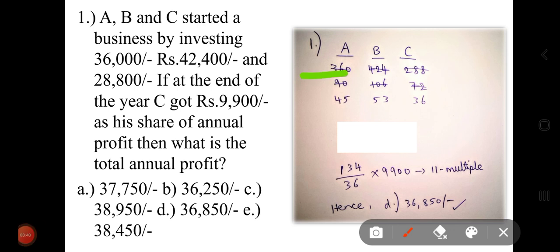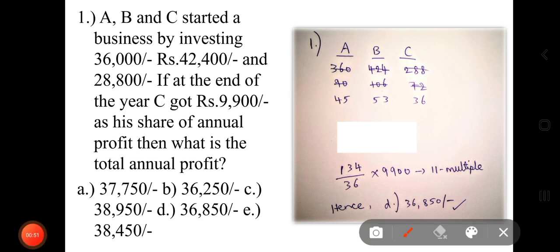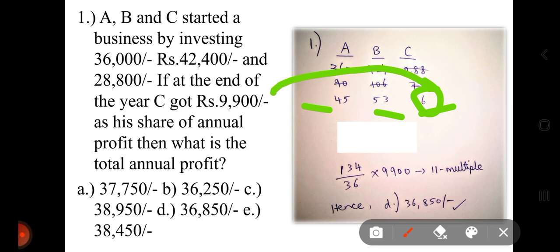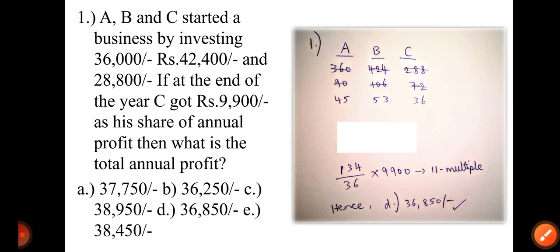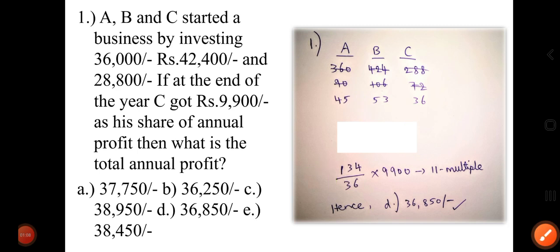A invested 360, B invested 424, C invested 288. With cancellation by 4 we get 90, 106, 72. Again cancellation by 2 we get 45, 53, 36. Here the 36 parts value is equal to 9,900. Now what is the total parts? Total parts is 45 plus 53 plus 36. That gives 134 parts. For 134 parts, we have to find out the value.